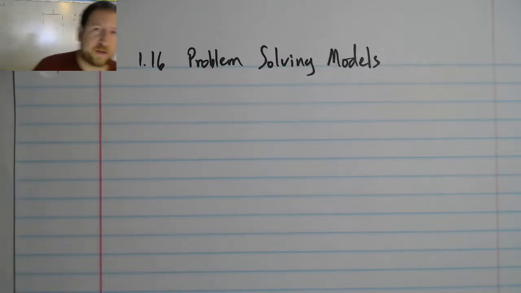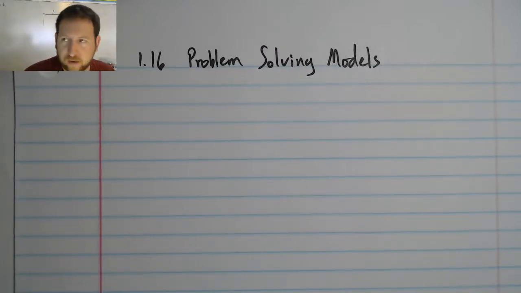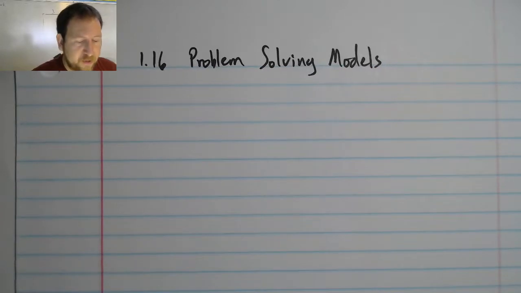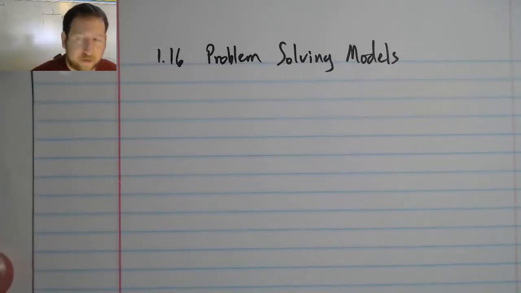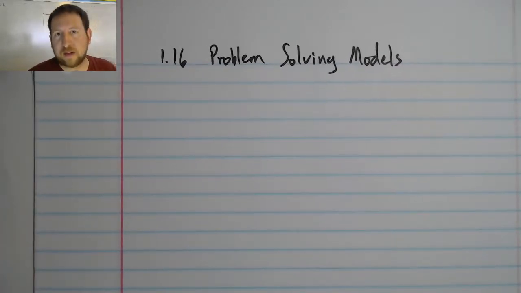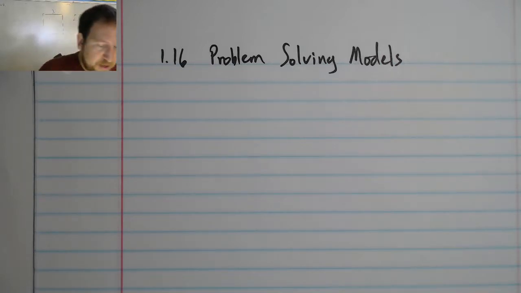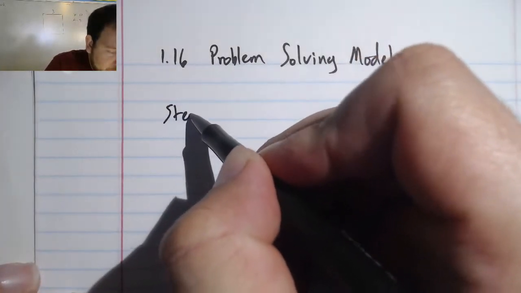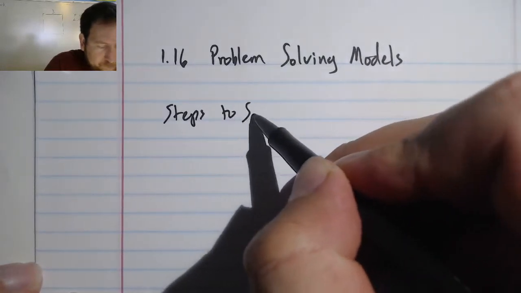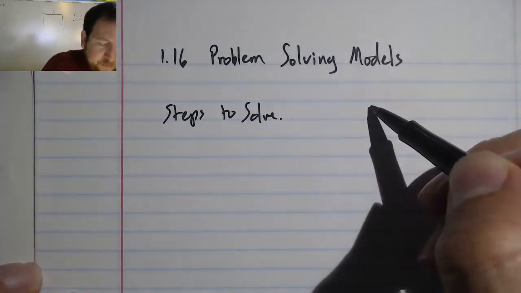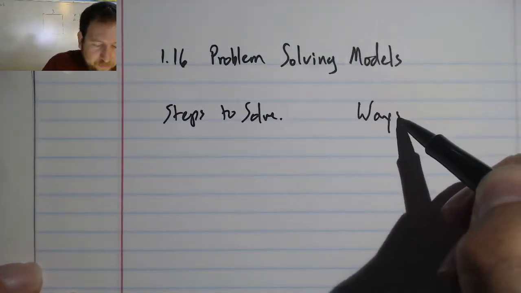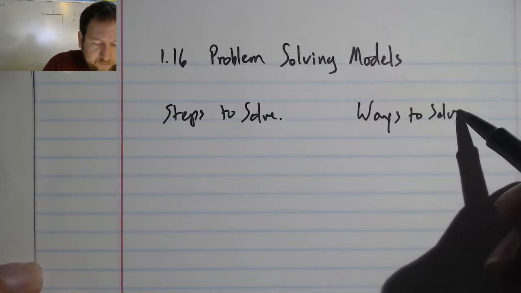All right, I want to talk about section 1.16, and it's called Problem-Solving Models. So we're going to be using a lot of the things that we've been talking about in the previous sections, and we're going to be kind of combining them into solving some word problems. So what we're going to do is talk about the steps to solve, and then later we'll talk about ways to solve.